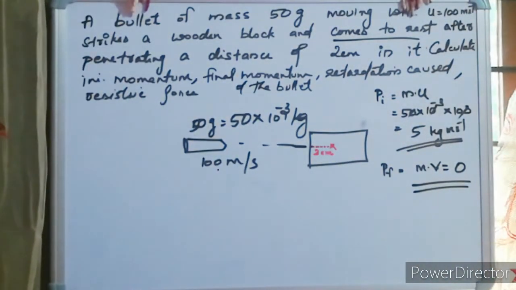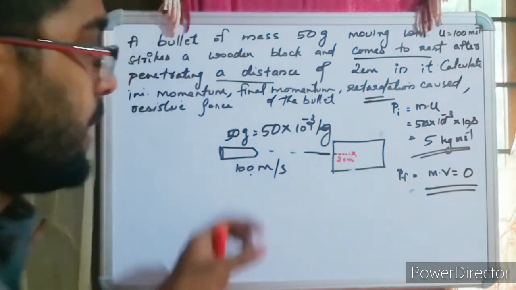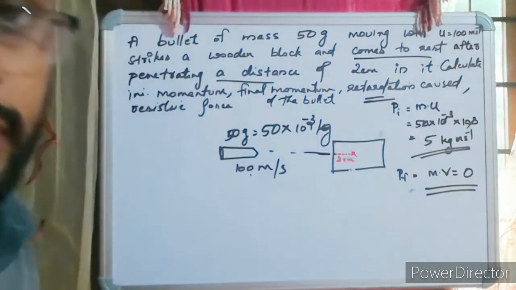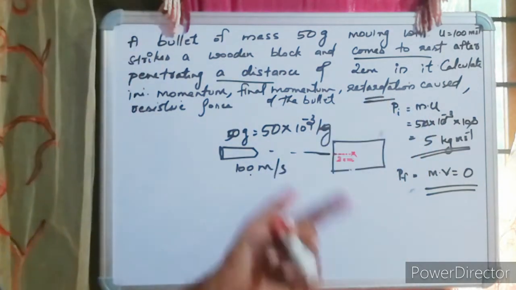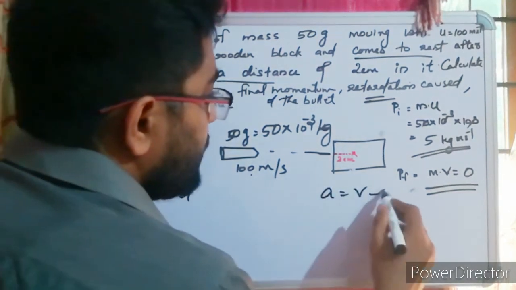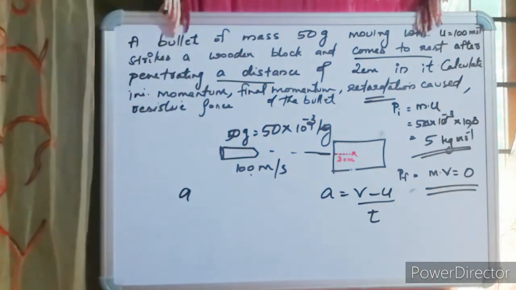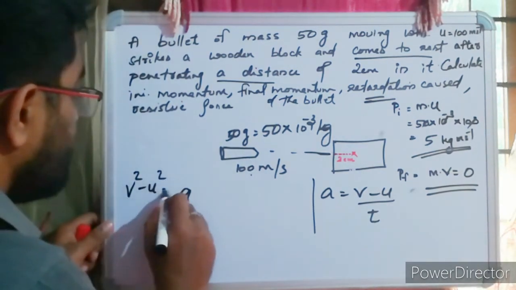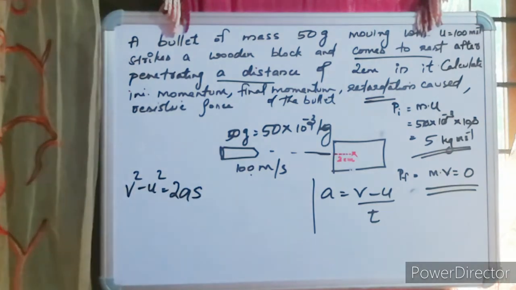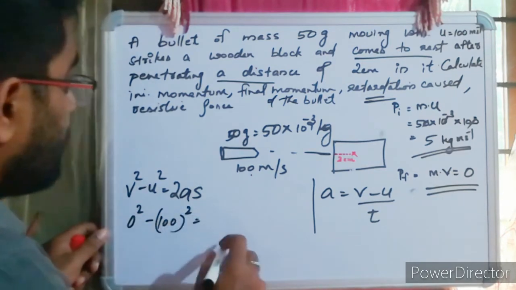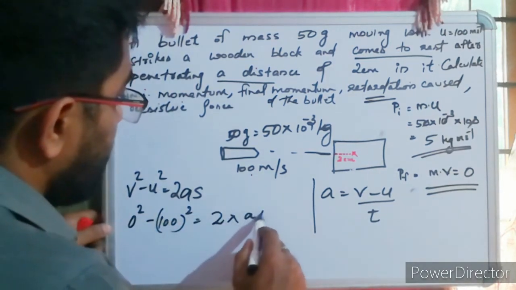Now the third part of the question, retardation. Whenever the bullet encounters this wooden block, its velocity gradually decreases. That is nothing but negative acceleration, or deceleration, or retardation. So you need to find that a. How can you find it? Can you use a is equal to v minus u divided by t? Since time is not given, I cannot use that equation. So I need to go with v square minus u square is equal to 2as. Final velocity 0 square minus 100 square is equal to 2 into a into s.